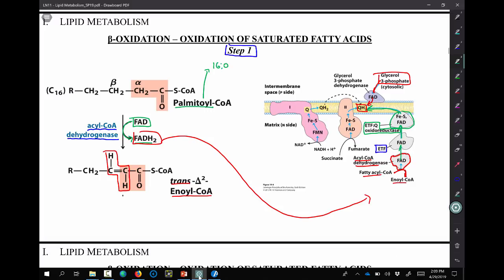So if you go back and look at chapter 9, there was a slide right before getting to complex 3 where I showed you all the sources of electrons that could come and make QH2, and I mentioned fatty acids. I said fatty acids will do this as well. Well, here is the completion of that slide, essentially. It starts at this acyl-CoA dehydrogenase. That's it in terms of the first step of the oxidation of a saturated fatty acid or palmitoyl-CoA. And we've got this trans double bond that has to be dealt with. Questions on that?